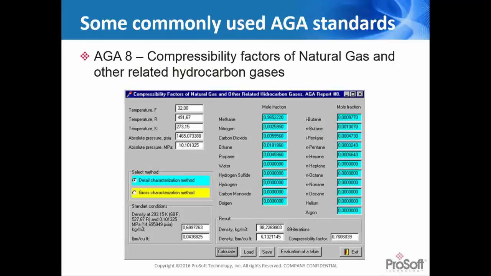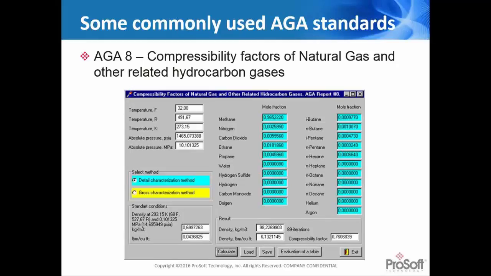AGA8 is a way of accurately measuring the compressibility of a gas. So different components obviously compress at different rates. So by very accurately measuring the gaseous components in your flow, you can actually mathematically calculate the compressibility of the fluid.